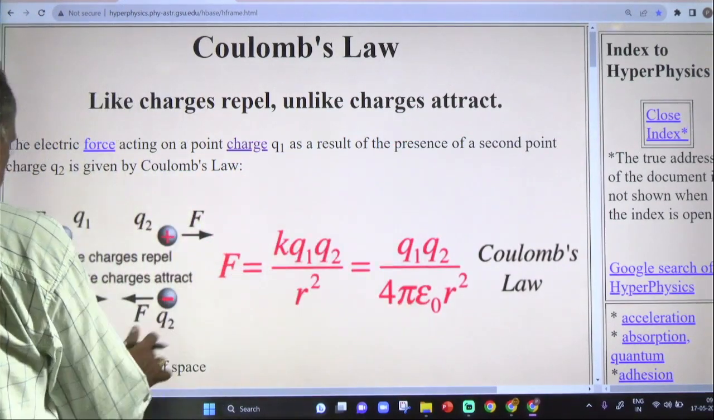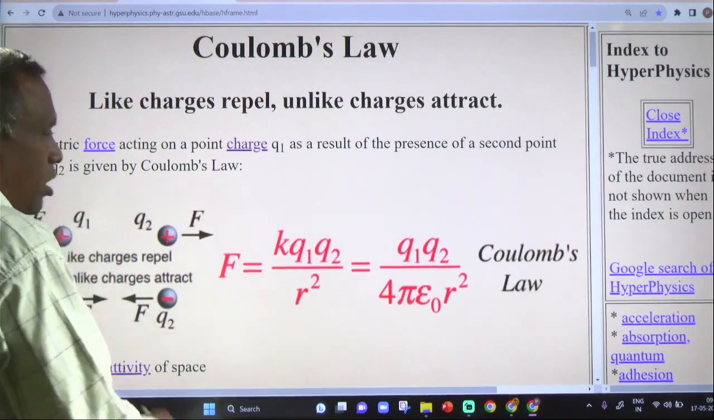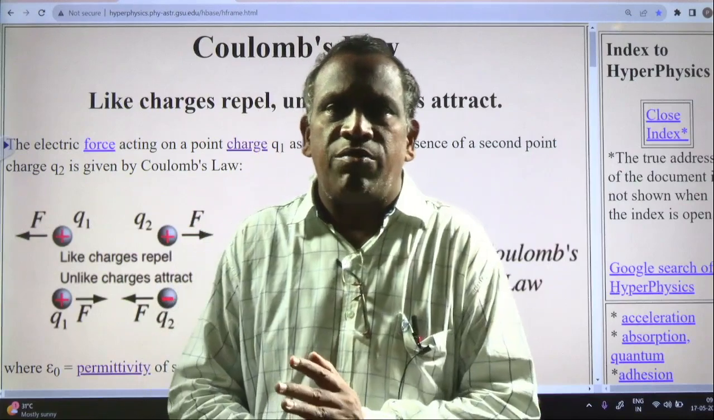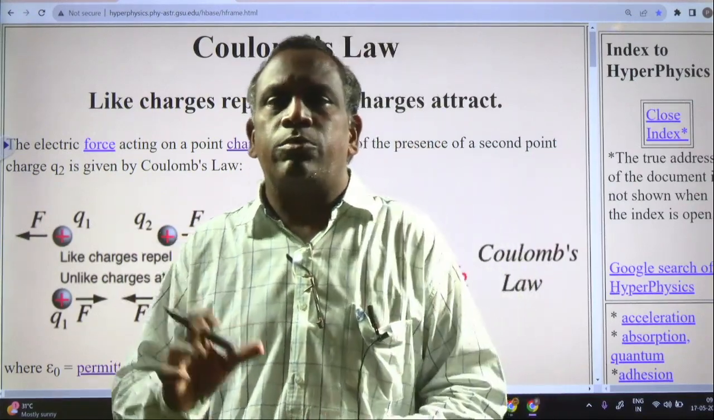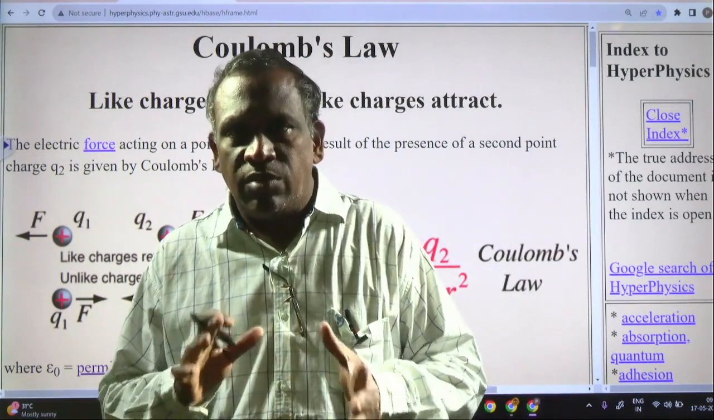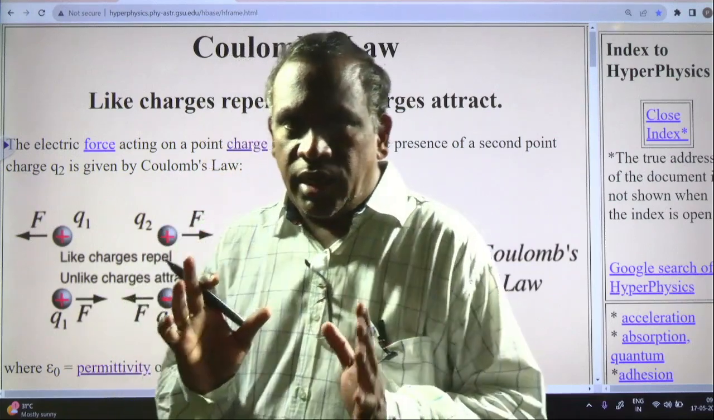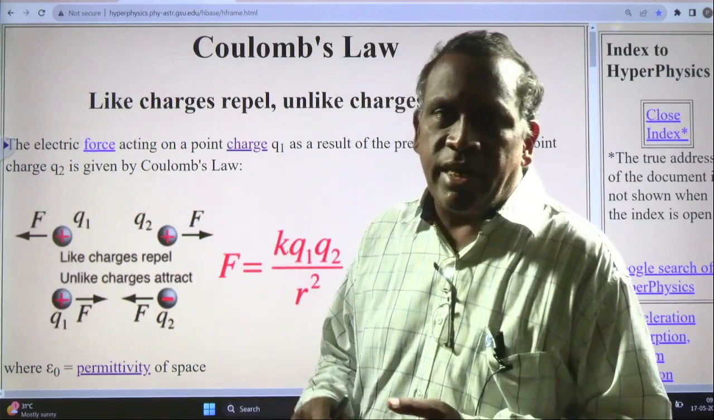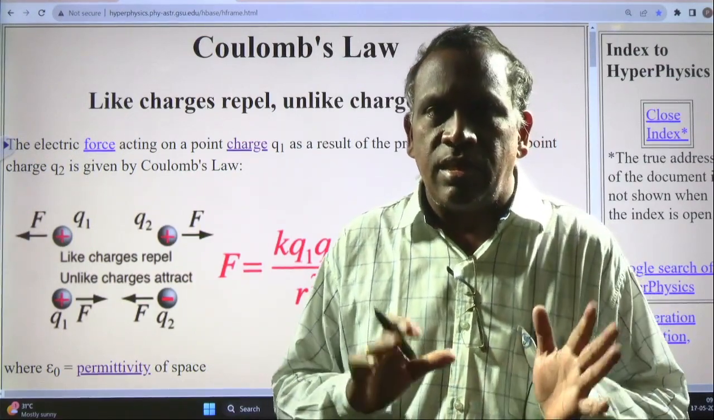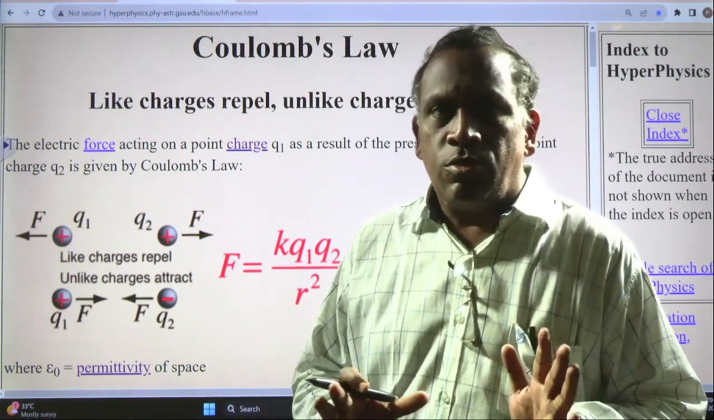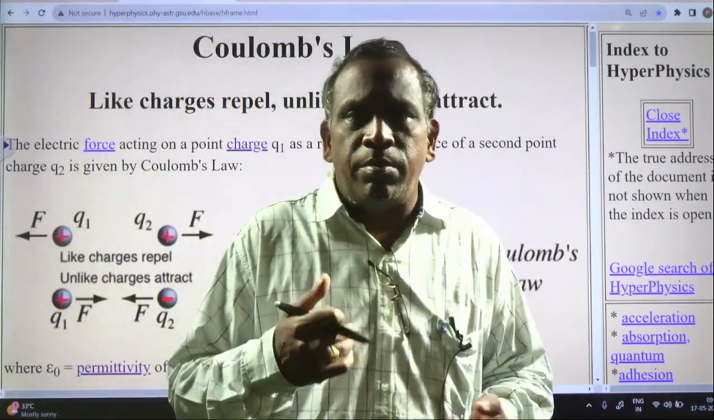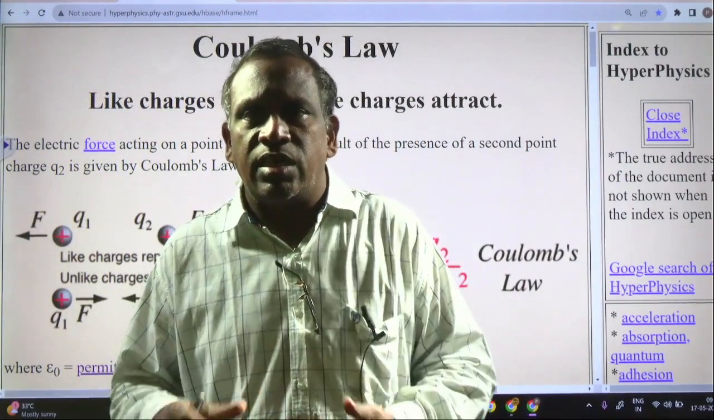If you take epsilon naught, what is it? It is the permittivity. Permittivity is a property of a medium which describes the force between two charges, which is influenced by it. Permeability in magnetism, permittivity in electricity: these are properties of a medium. So from this you can understand what medium these charges are located in.